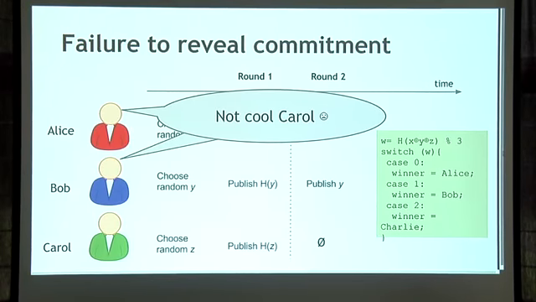So by itself, this protocol doesn't really work if any of the participants are malicious, because whoever the last party is to reveal what their random number is can just refuse to do so if it's going to make them lose.